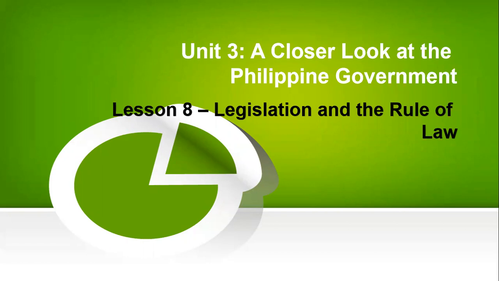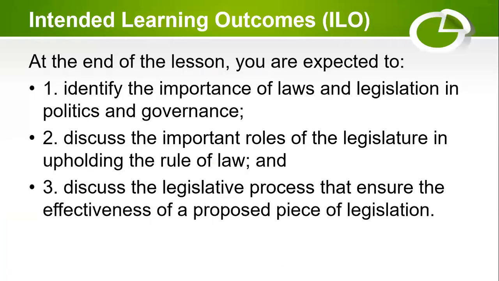Okay? So we are now in Unit 3, a closer look at the Philippine government. So this is Lesson 8, Legislation and the Rule of Law. So we are going now to discuss the lawmaking body, which is the legislation. Okay? Di ba? The Philippine government has three branches: the legislation, the executive, and the judiciary. So here in lesson 8, we are going to talk about legislation and the rule of law. So if you want to be a lawmaker, you can be a congressman or a senator. Okay? So now let's have the next one.